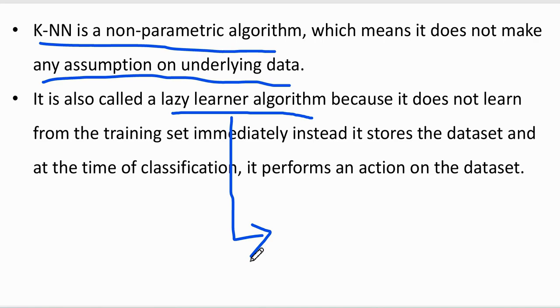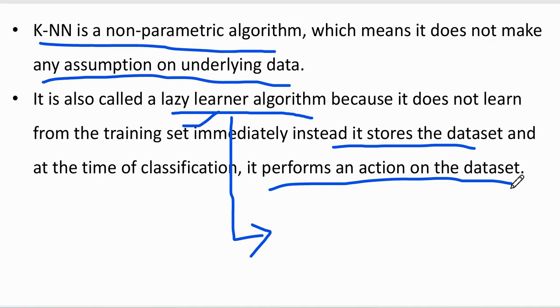We are just finding the distance from the test point to all the points in the data set, and based upon the distance values only, we find the class of the given test sample. That's why it is called a lazy learning algorithm. It does not learn from the training set immediately. It stores the data set, and at the time of classification it performs action on the data set. That means at the time of the given test sample, it finds the distance from the test point to all the points in the training set.